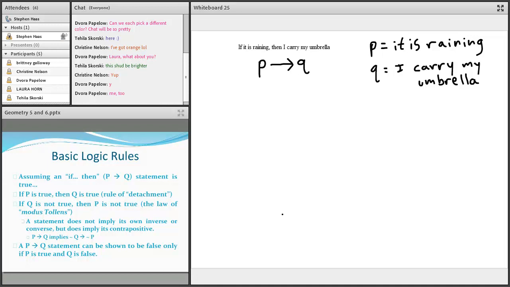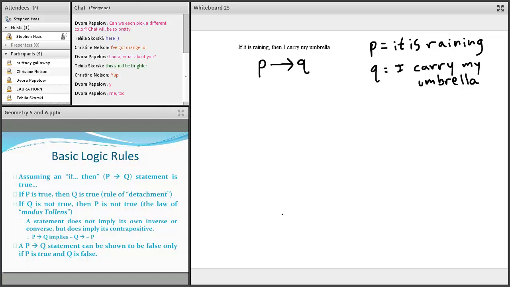Now, we're not going to go through every single logical rule, but we are going to go through some of the basic ones. Really, only 3 basic rules that I want to go over, and really only 2 of them. They're all pretty obvious, but they're the sorts of things that it still makes sense to discuss a little bit. Let's take the following statement.